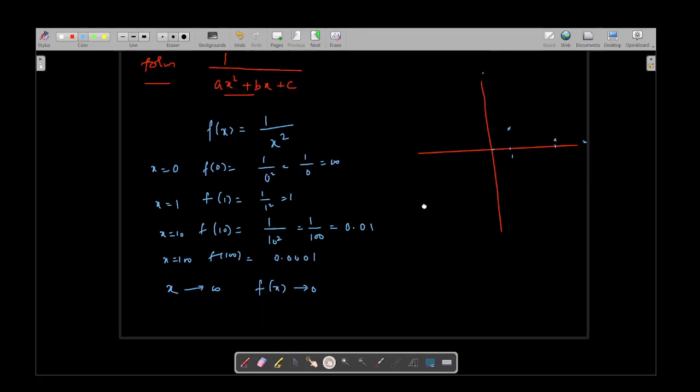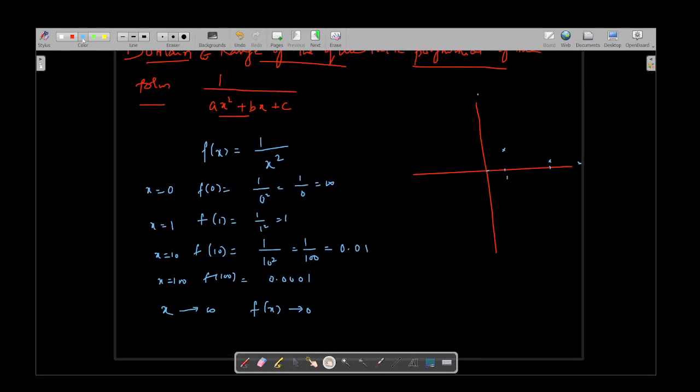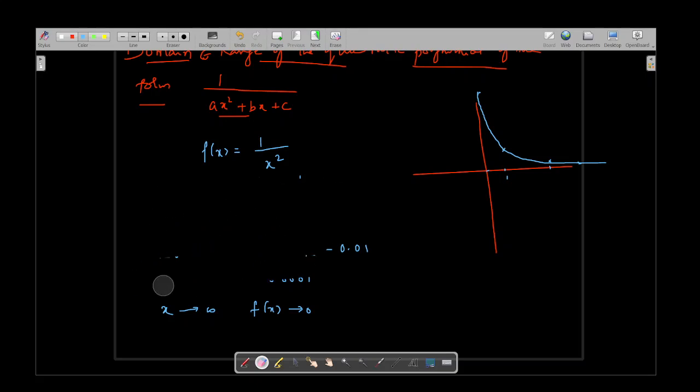At the right side, the curve starts from infinity and drops down drastically, and finally it reaches 0. So this is the curve. This is how the curve f of x is equal to 1 by x square looks at the right side of the vertical axis. Let us put some negative values for x and see how it looks.